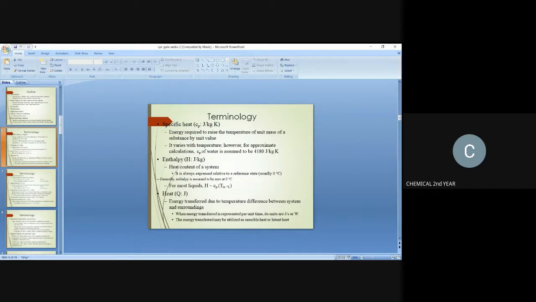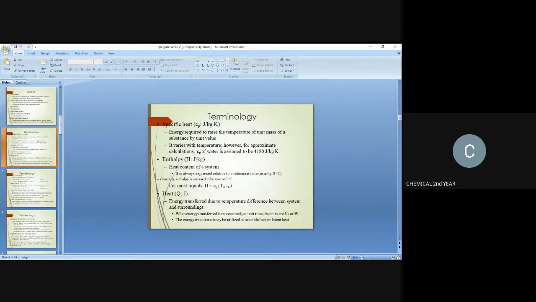Next, enthalpy. It is represented as H and its unit is joule per kilogram. It is defined as the heat content of a system. It is always expressed relative to a reference state, that is usually 0 degrees Celsius. Generally, enthalpy is assumed to be 0 at 0 degrees Celsius. For most liquids, enthalpy is similar to specific heat times the temperature in degrees Celsius.